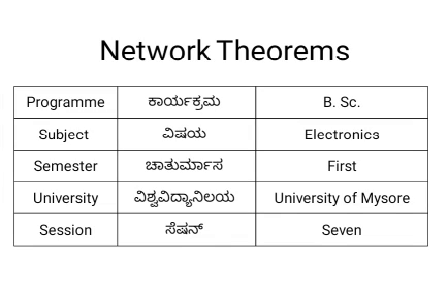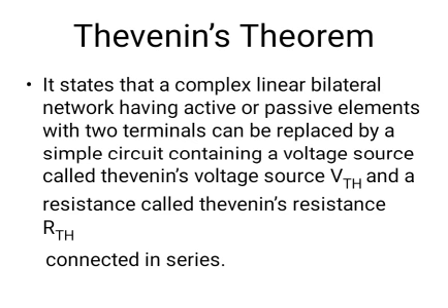Dear students, in the last session, we have done the problem on superposition theorem. But in this session, I will explain the Thevenin's theorem. It states that a complex linear bilateral network having active or passive elements with two terminals can be replaced by a simple circuit containing a voltage source called Thevenin's voltage source VTH and a resistance called Thevenin's resistance RTH connected in series with it.